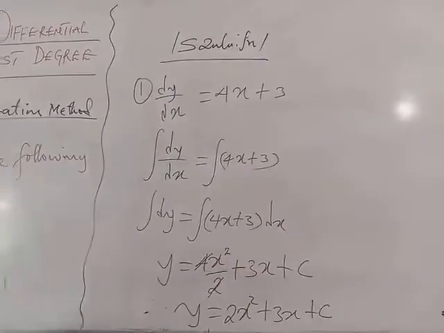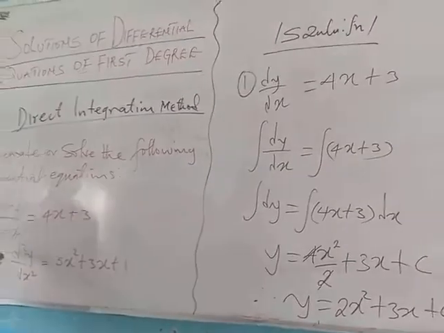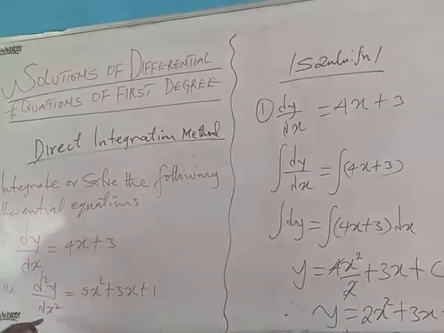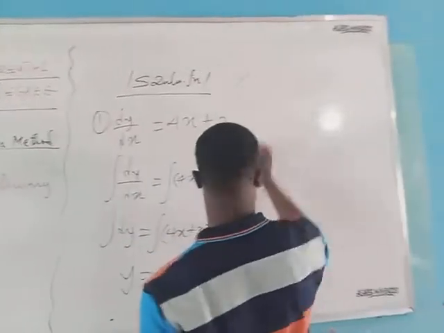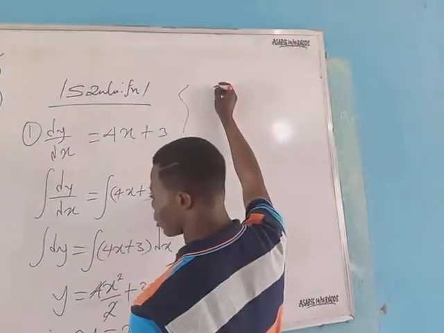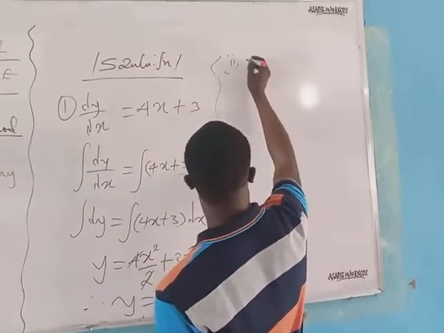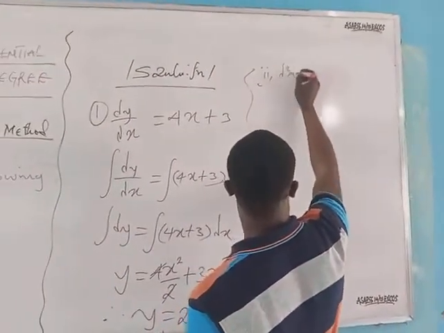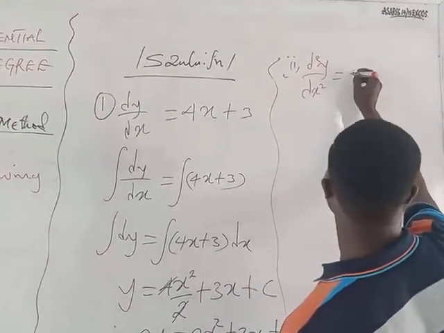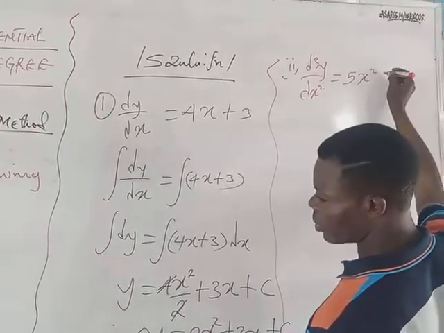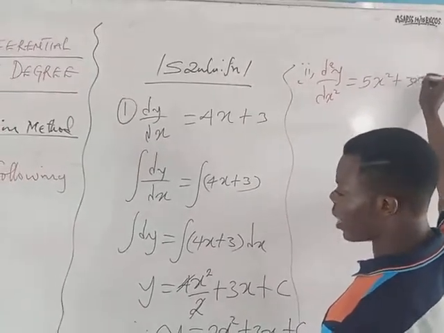Let's consider the second part, which is d squared y over dx squared equal to 5x squared plus 3x plus 1. d squared y over dx squared is given as 5x squared plus 3x plus 1.